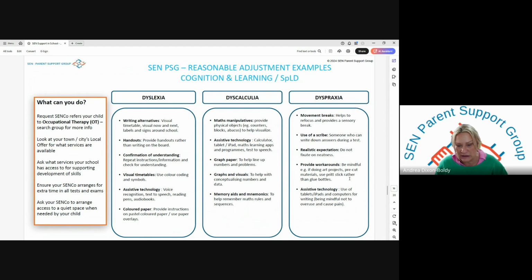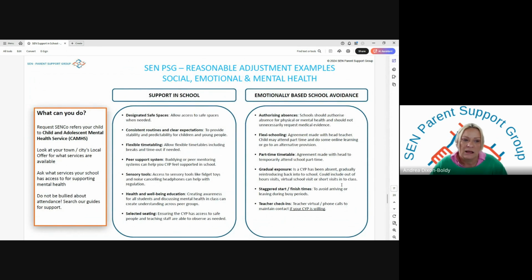So I'm not going to go through these examples, but we've got examples for dyslexia, dyscalculia, and dyspraxia. Here are examples of social, emotional, and mental health. What can you do though? If your child isn't already, you can refer to CAMHS. Yes, there is a waiting list, but you can ask for an out-of-area referral if that waiting list is reduced in time. And again, asking for additional support from the school in terms of what services they can offer.